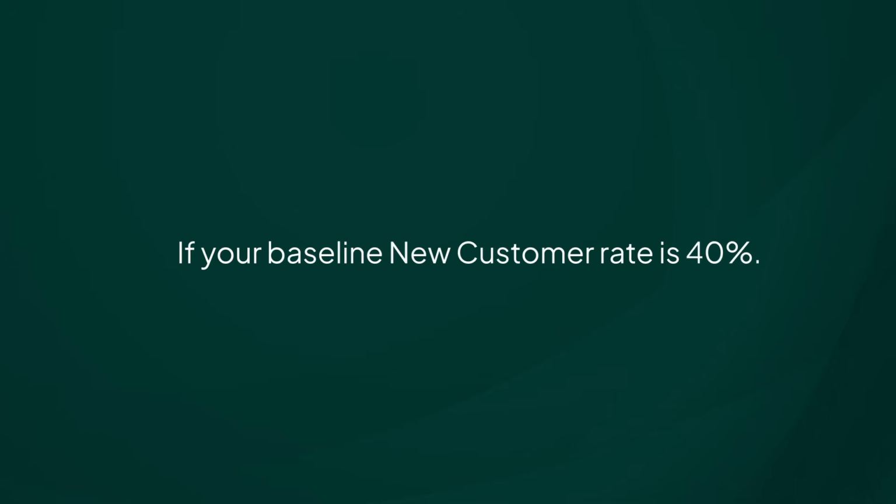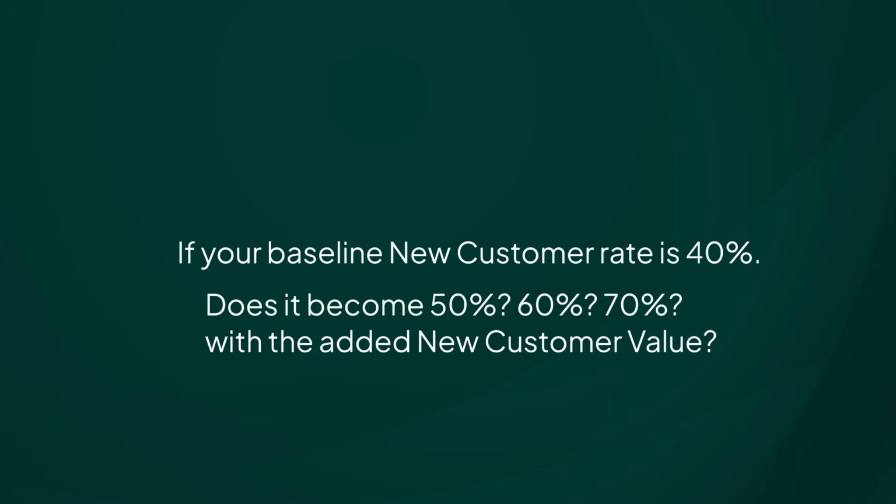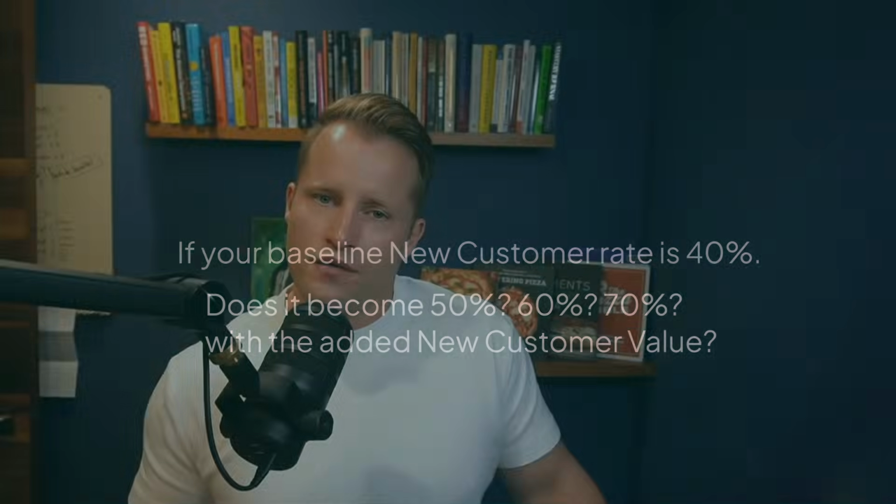The next stage is then to measure. Again, we wait 28 days, maybe even longer. Your baseline new customer rate that you got from these Google Ads campaigns was 40% before. Does it now become 50? Does it become 60? 70? Now that you've added the new customer value, this is where you start testing it. Try a higher value, try a lower.